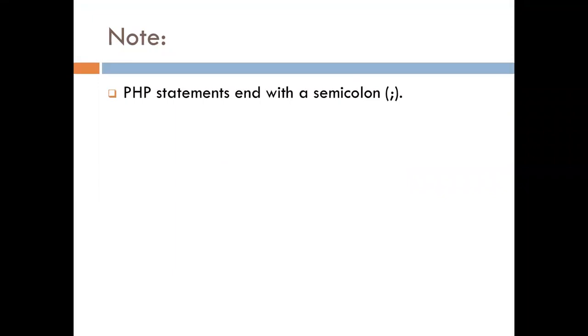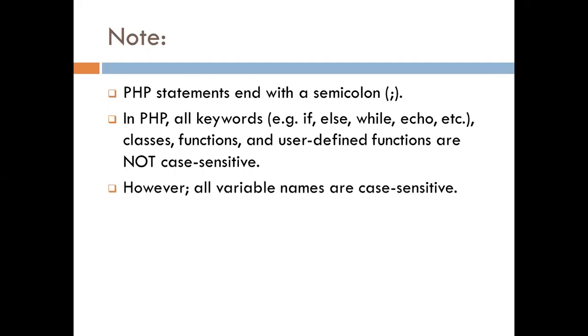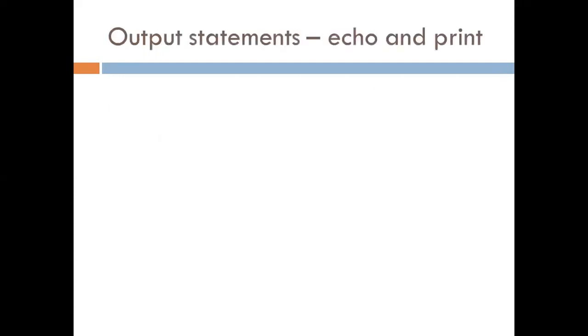So PHP statements always end with a semicolon, and all the PHP keywords, classes, functions, and user-defined functions are not case sensitive, whereas all variable names are always case sensitive. Now we will study the output statements.